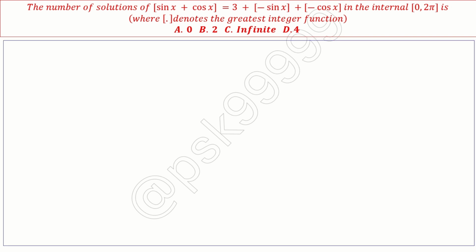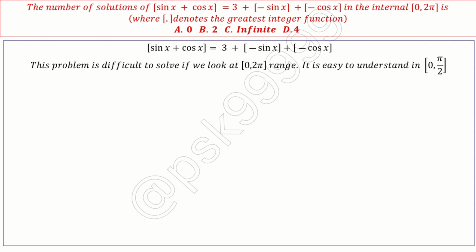Now, if you look at this problem over the range 0 to 2 pi, it is really difficult to solve. You need to consider many conditions, but simply limit it to 0 to pi by 2 and see. If you get multiple solutions in 0 to pi by 2, then we can easily understand how it behaves in the second, third, and fourth quadrants. So let's restrict and understand the problem from 0 to pi by 2 first.